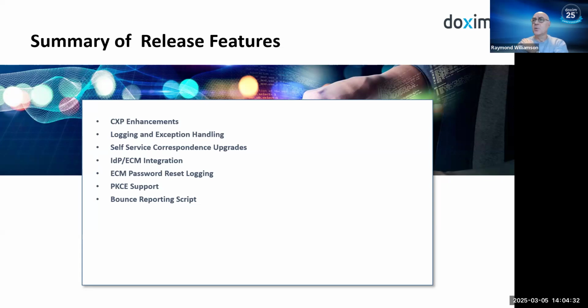We are in the middle of a few deployments of our self-service correspondence module. So for those folks that are either in the middle of that upgrade or those deployments, or are considering the platform or would like to know a little more about it, I will share some upgrades to our self-service correspondence platform. I'll also do a small demo. We're talking about some additional functionality we've added to our identity provision service and our ECM, some additional logging in our ECM, some additional support security, and then finally a bounce reporting script.